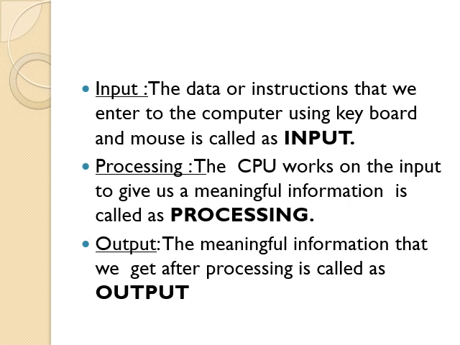Now processing. After this input has been given to the computer, it will be processed to find out the meaningful information, or output. The CPU will process the input to get a result. Output: the meaningful information that we get after processing is called your output. After the input is given to the computer, processing will be done by the CPU and we will get the output through our output devices that are your printer and monitor.